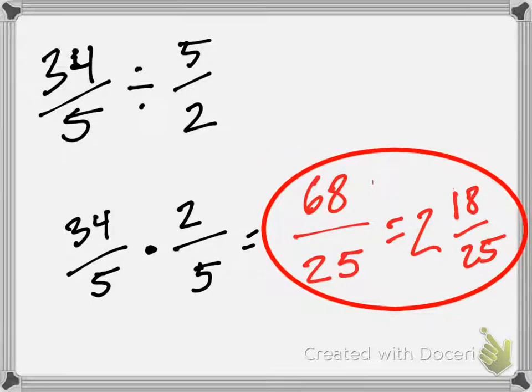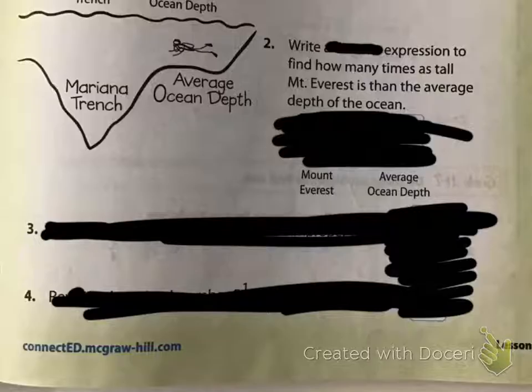So both of these answers are correct. But which answer is better than the other answer? Which answer is better, Michelle? The 2 and 18 25ths. Exactly. The 2 and 18 25ths.